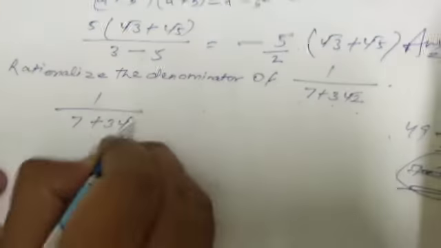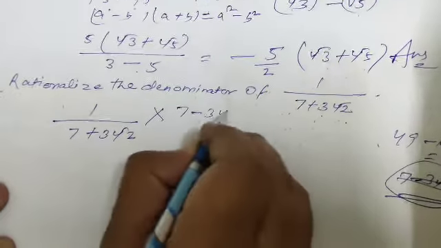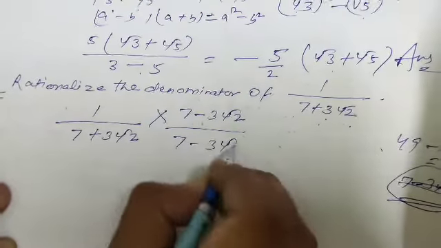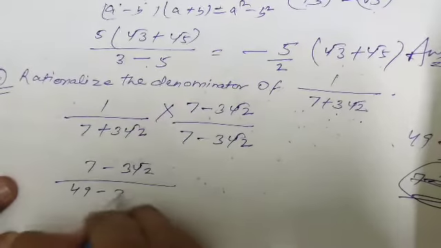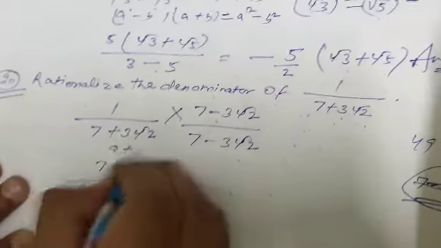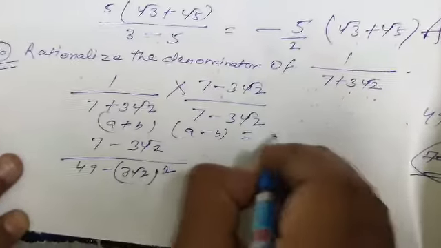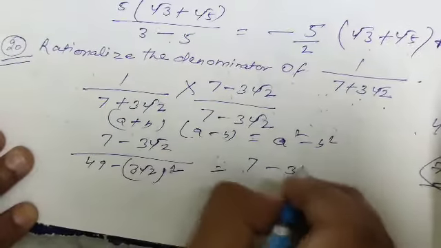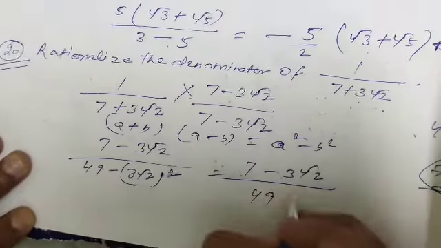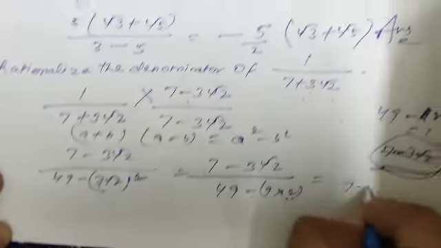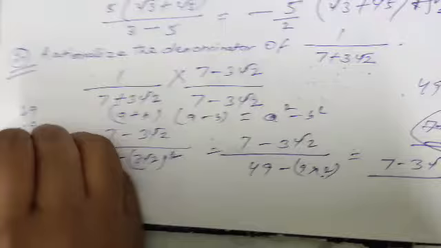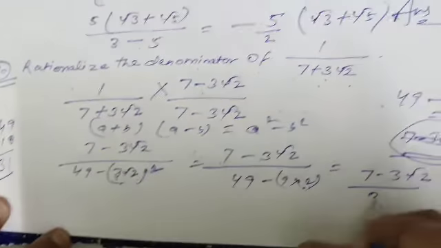1 upon 7 plus 3 root 2. You multiply it with the conjugate, 7 minus 3 root 2 upon 7 minus 3 root 2. The numerator is 7 minus 3 root 2, and the denominator is 7 square, 49, minus (3 root 2) square. Apply (a plus b) into (a minus b) equals a square minus b square. So 7 minus 3 root 2 upon 49 minus 9 into 2, since 3 square is 9 and root 2 square is 2. This is 49 minus 18, which equals 31. The answer is (7 minus 3 root 2) upon 31.